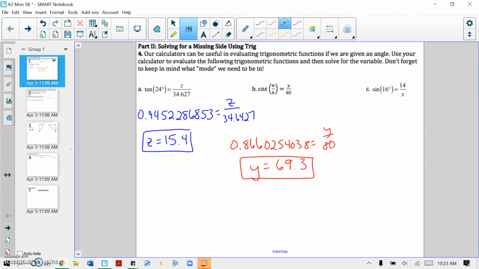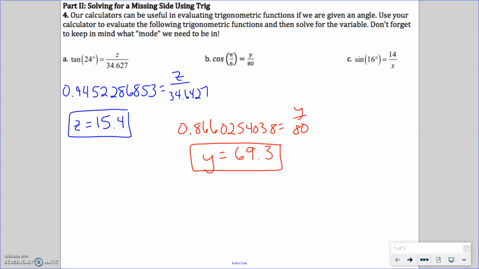All right, last one, and this is the one that typically screws up students the most. Sine of 16 degrees, so that means I need to go back to degree mode. So there's going to be a lot of flipping back and forth. So sine of 16 degrees, and I get this crazy long decimal, right? Now here's the part that screws students up. A lot of students want to then multiply both sides by 14. But 14's on the top, you guys, so that's not going to work.